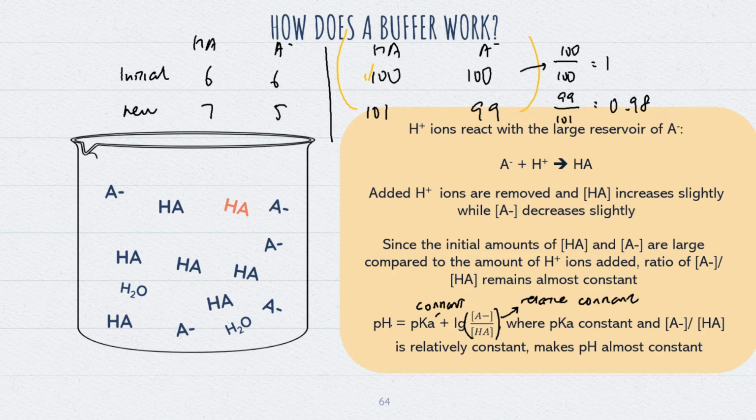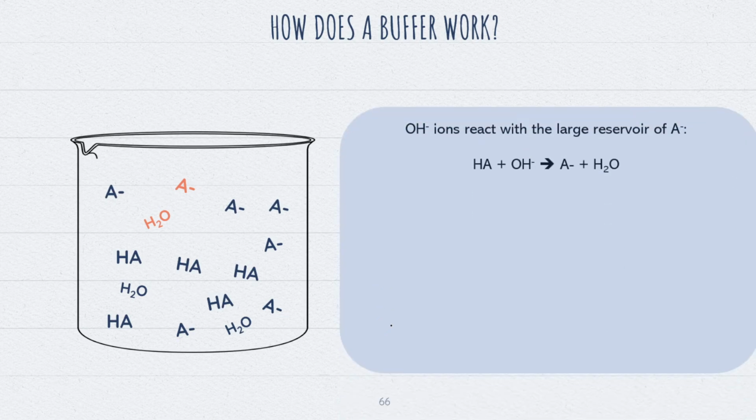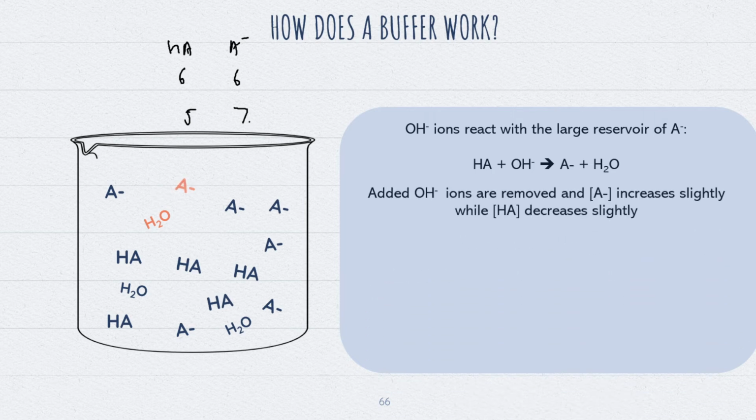Likewise, suppose a small amount of base is added instead. So this time around, what reactions do you think will happen here? Yep, that's correct. Your HA, your weak acid in this case, will be the one that reacts away with the small amount of base to give you your conjugate base. So once again, initially the ratio was 6 to 6. Now it is 5 to 7. The concentration of your A- increases slightly now, and your weak acid decreases slightly.